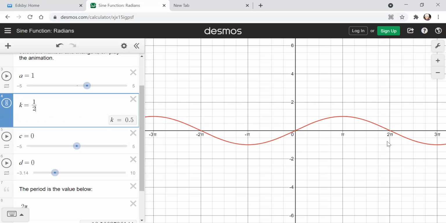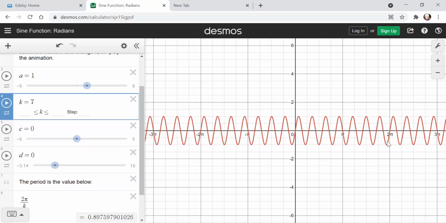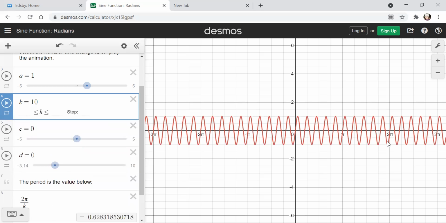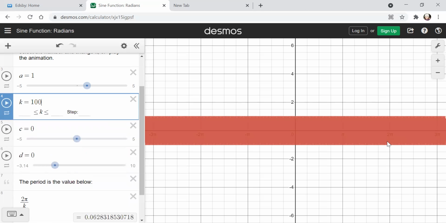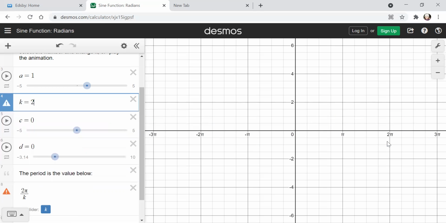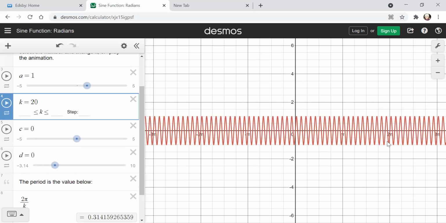So you can kind of play around with that. Like if I make this 7, look at how crazy that is. I make it 10, if I make it 100, oh, you can't even tell when I make it 100. It doesn't even fit on the graph. So the higher the number, the more often that pattern repeats. Okay.